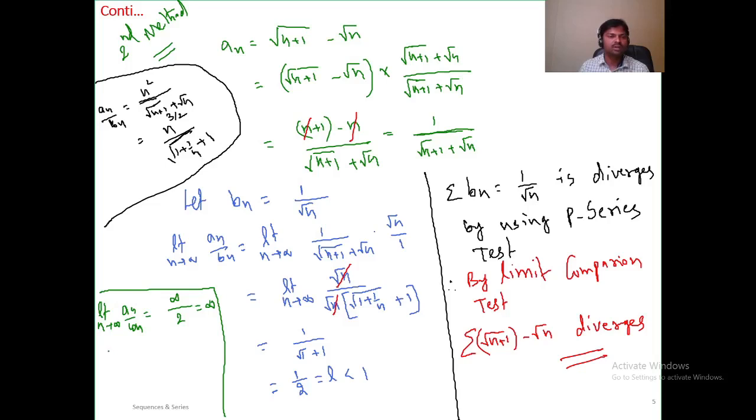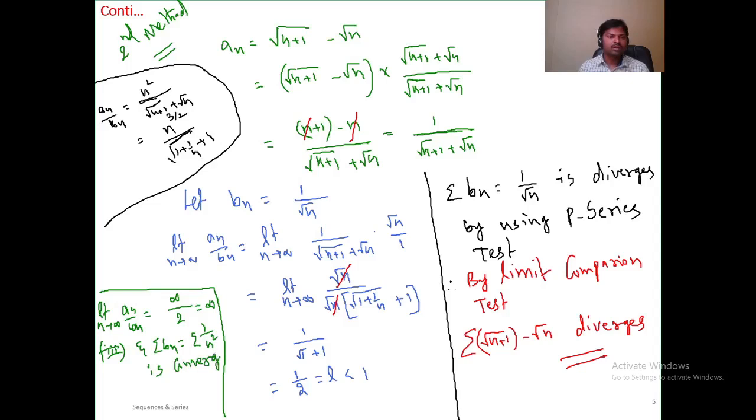Look at the third statement of limit comparison test. What is the requirement? If limit value is infinity and bn diverges, then the conclusion is an diverges. And what is series bn here? Series bn is 1 upon n square, but this converges, therefore you cannot apply the test.